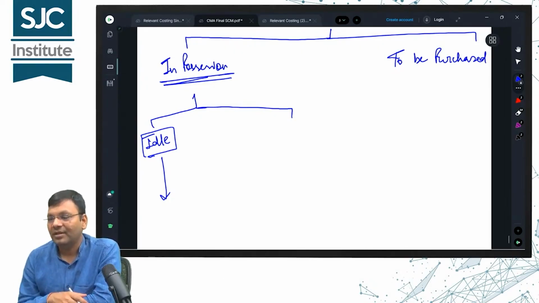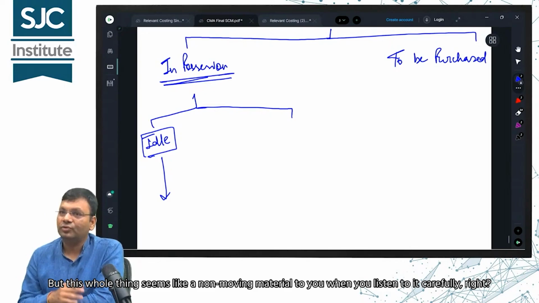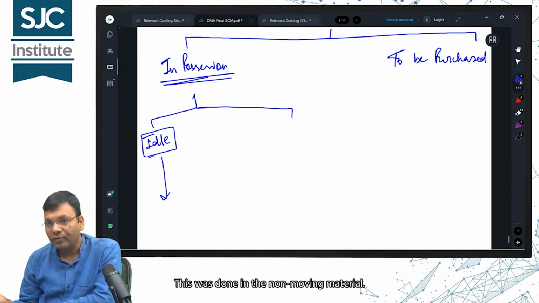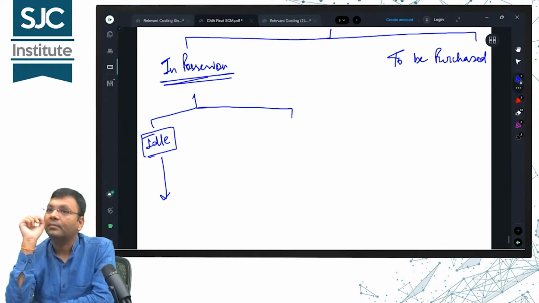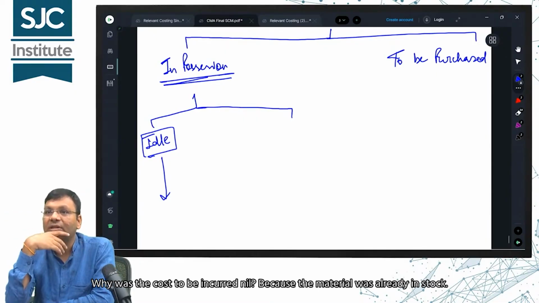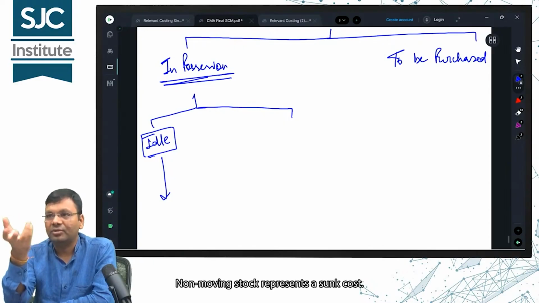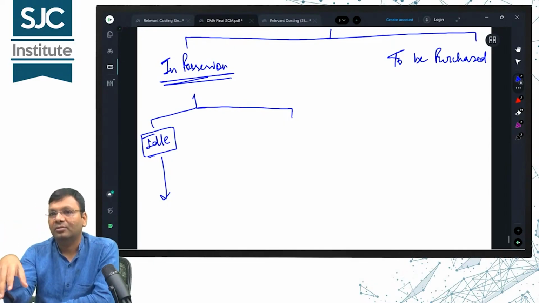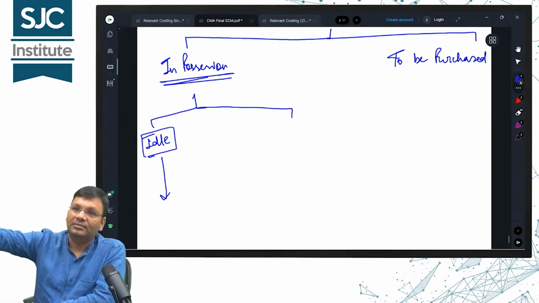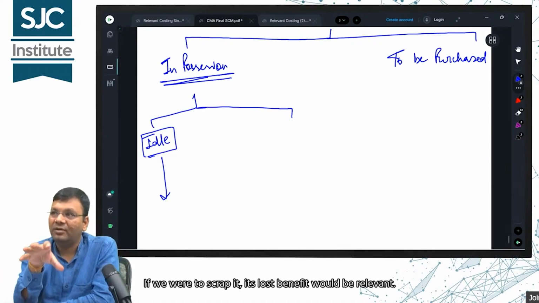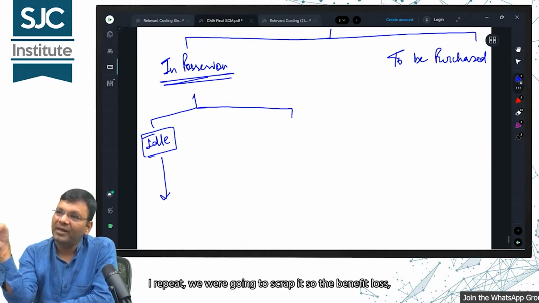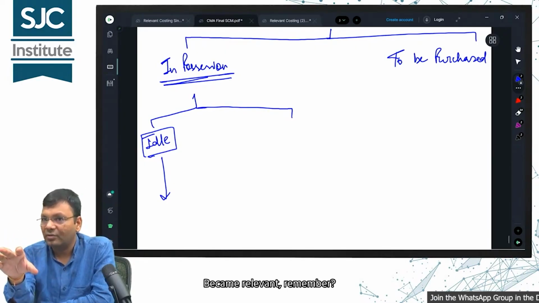But this whole thing seems like a non-moving material to you when you listen to it carefully, right? This was done in the non-moving material. Why was the cost to be incurred nil? Because the material was already in stock. Non-moving stock represents a sunk cost. How are we dealing with the non-moving material? What were you going to do? Scrap it. If we were to scrap it, its lost benefit would be relevant. I repeat, we were going to scrap it, so the benefit loss became relevant, remember?